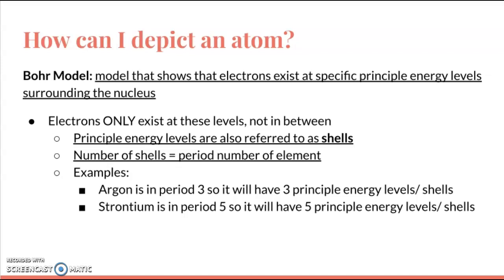And an easy way to know how many energy levels or energy shells my element will have is that it is equal to the period number of that element. So if I'm using my periodic table, right, and I find the element argon, I see that argon is in period number 3, which means it's going to have 3 principal energy levels or shells, meaning I have 3 circles around my nucleus, okay? Another example is strontium. Strontium is in period number 5. So it's going to have 5 energy levels or 5 circles around my nucleus. All right.